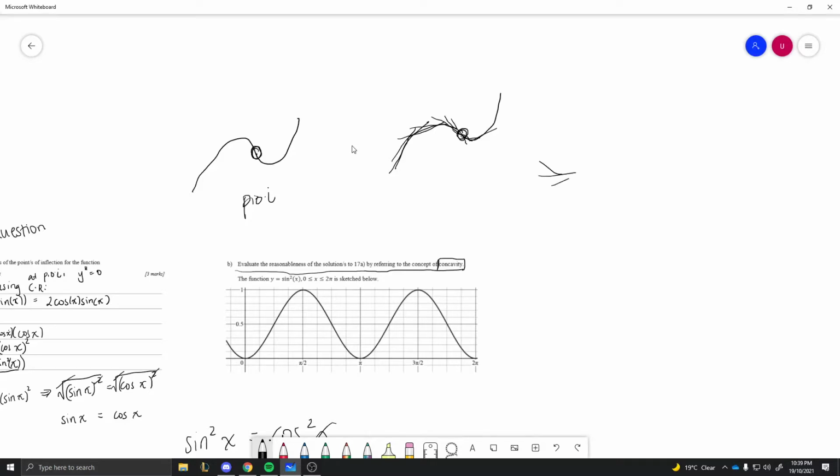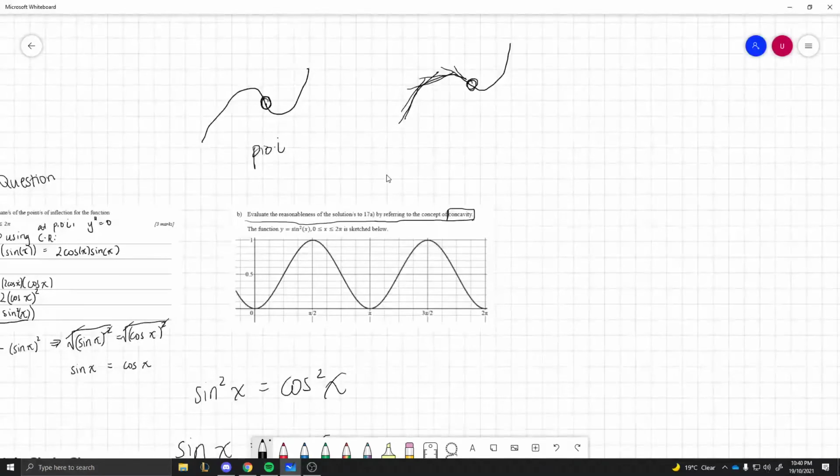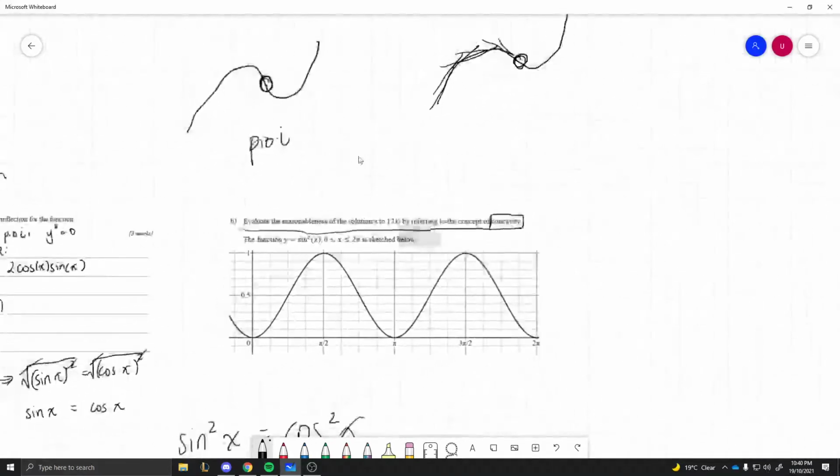That's why there's a turning point there, and that's why there's a turning point here, because they're getting lower and lower, and then higher and higher around these turning points. So the point at which they stop going down and start going up is your point of inflection. That is the point where it stops. So, referring to the concept of concavity, it gives you the sketch of the diagram that it gives you initially, that it asks you to find the points of inflection for, and asks you to evaluate the reasonableness of your solutions.